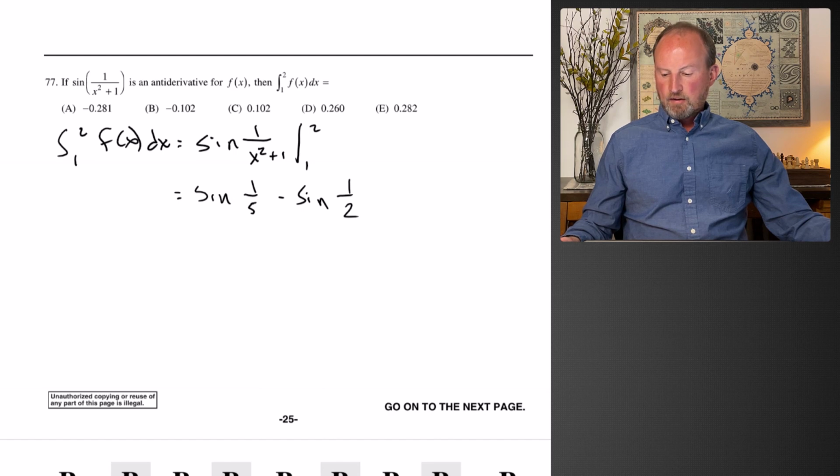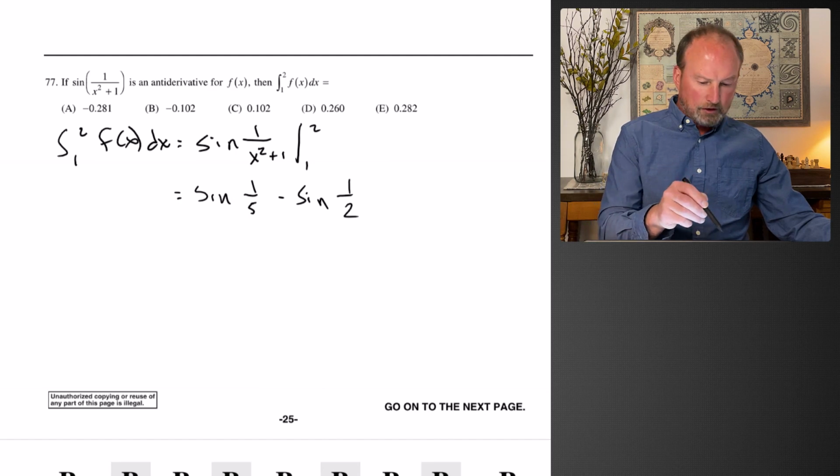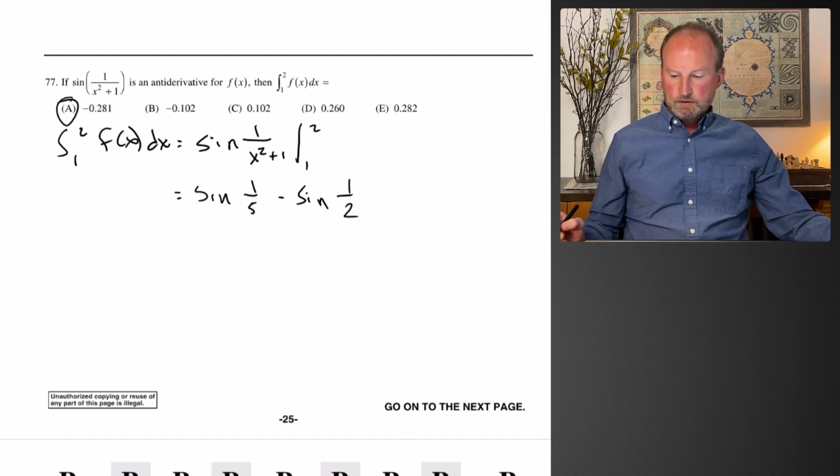All right, sine of 1/5 minus sine of 1/2. I'm in exact mode. Go to approximate, we get a negative 0.2, etc. And I see letter A, which looks good. Okay? All right.